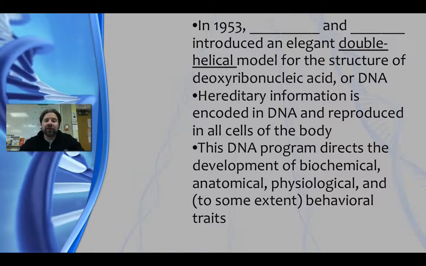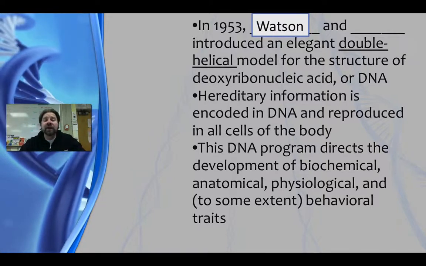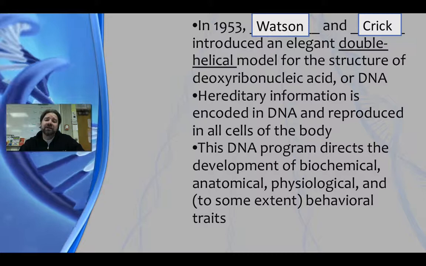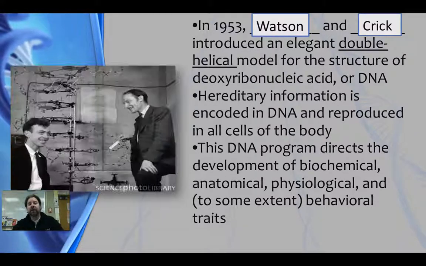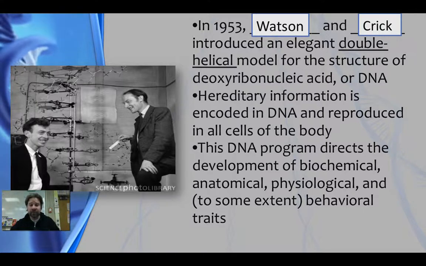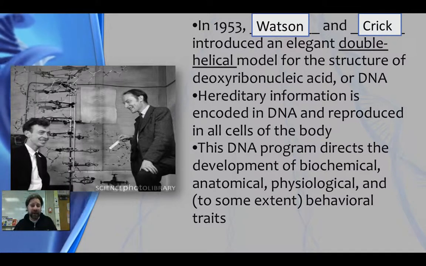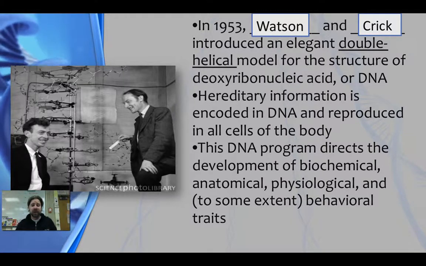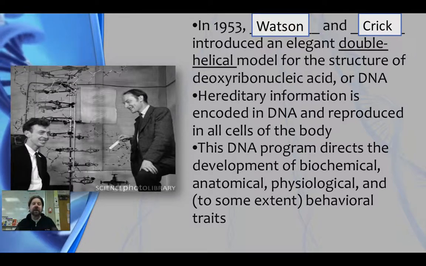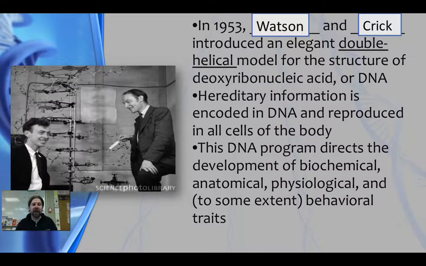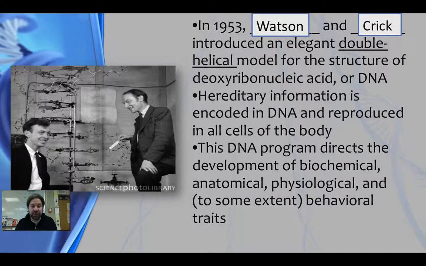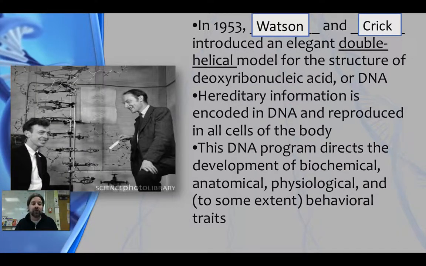So in 1953, two very famous scientists named Watson and Crick are going to introduce their double helical model for the structure of DNA. And the hereditary information is going to then be known to be encoded in that DNA and reproduced by all cells of the body. DNA as a molecule will direct development of biochemical, anatomical, physiological, and to some extent behavioral traits.